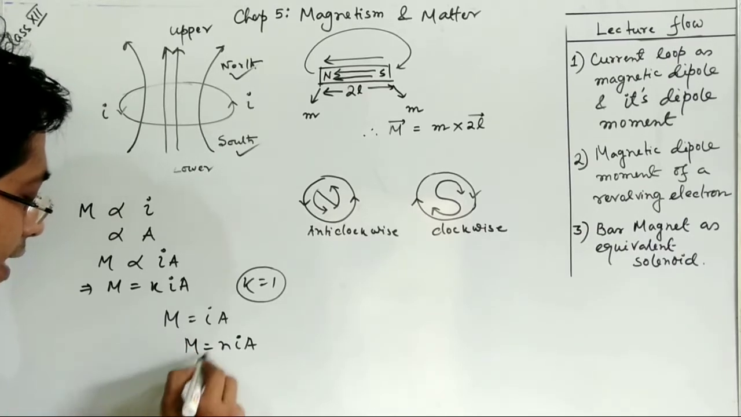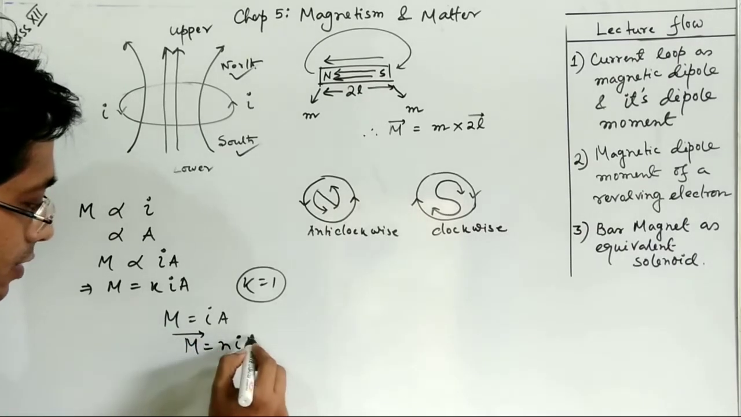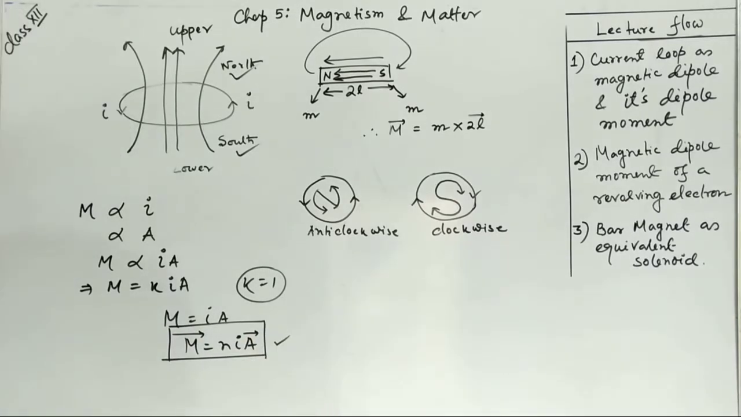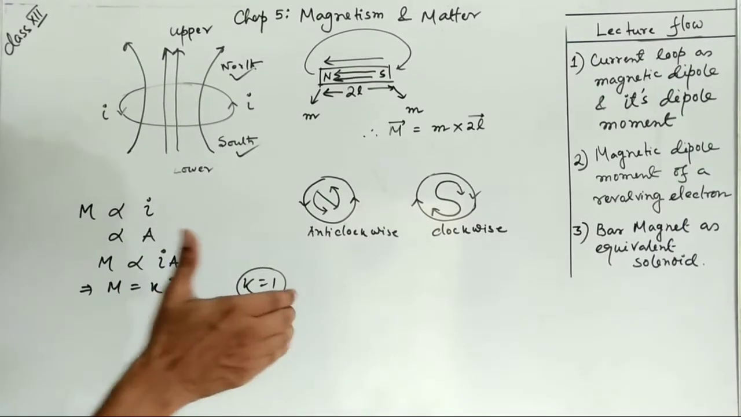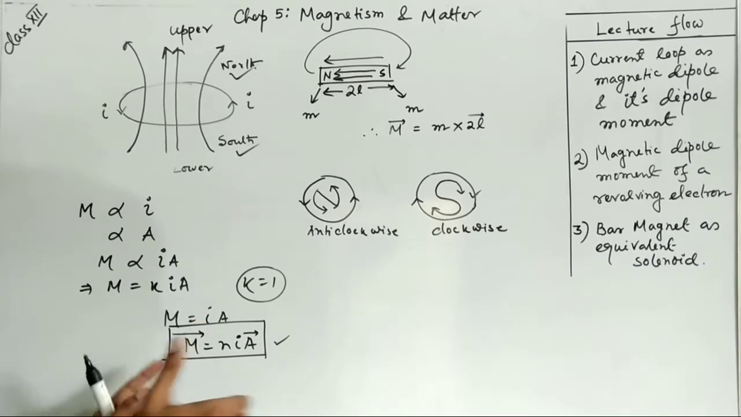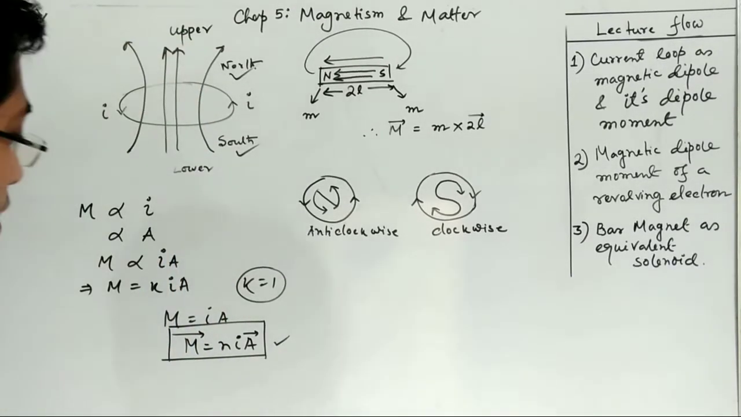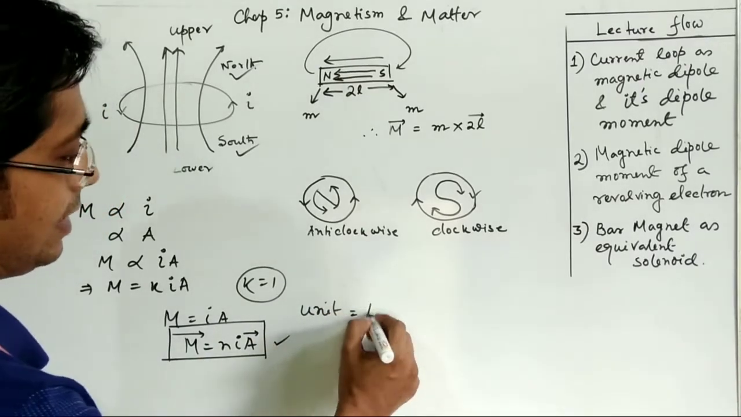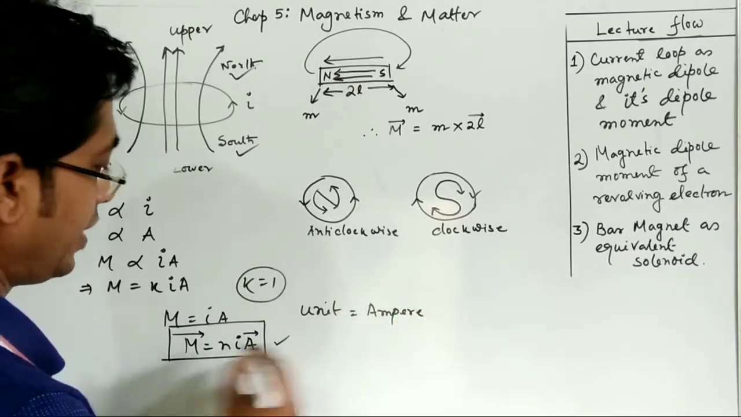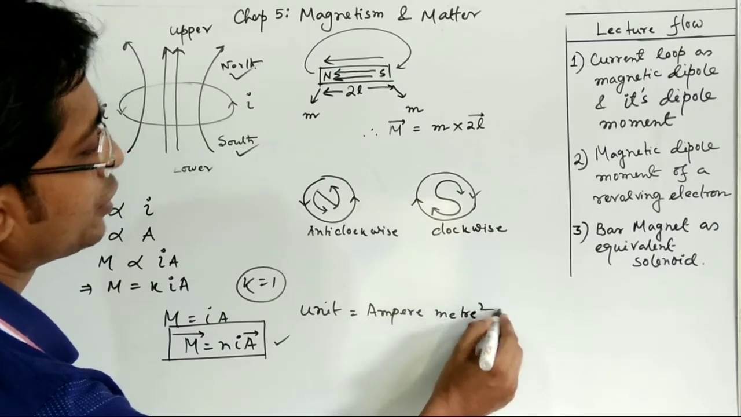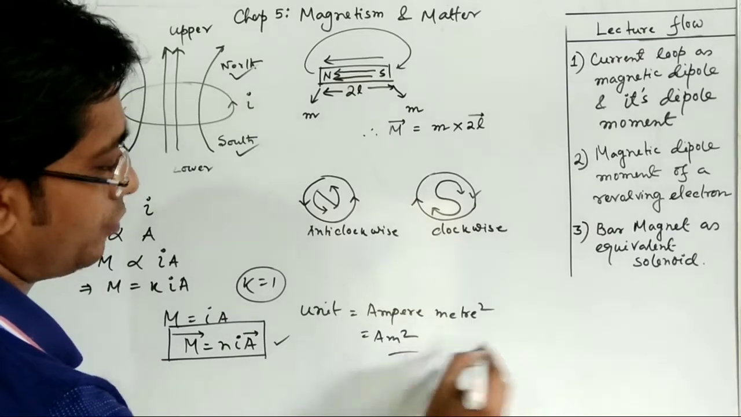So actually magnetic dipole moment is a vector quantity, area is also a vector, so this is the final value. Now how will you get the direction of the magnetic dipole moment? You align these fingers according to the direction of the current, then your thumb will indicate the direction of the magnetic dipole moment, that is M. Here also it is the upper direction. And what is the unit of the magnetic dipole moment? That is current, that is ampere, into area, meter square. So ampere meter square will be the unit.